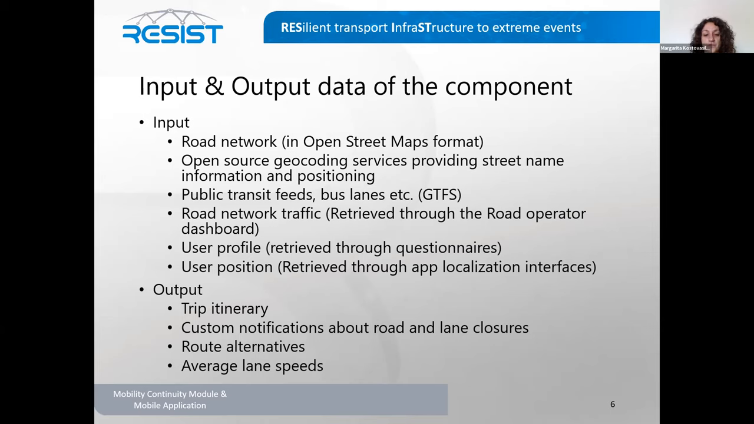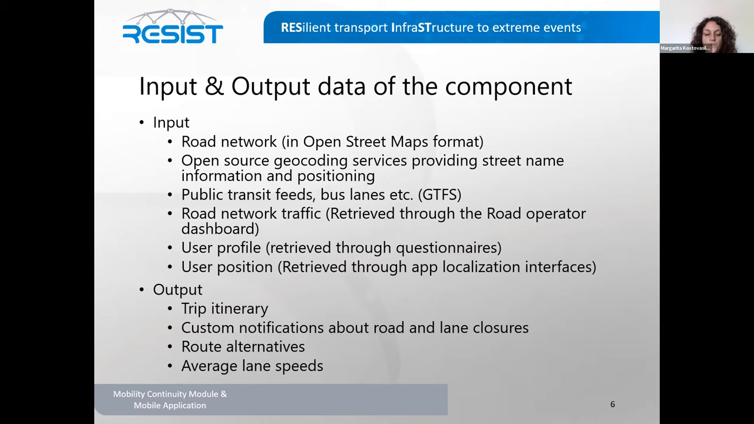And then we have the input information that is collected by the users. So we have the information about the traffic. The road operator, through the dashboard, can import current dynamic information about traffic, road capacity, vehicle composition, and so on. And we have the information from the user perspective: information about the user profile that's retrieved through the questionnaires that are available in the mobile application. I will say more in a while about this.